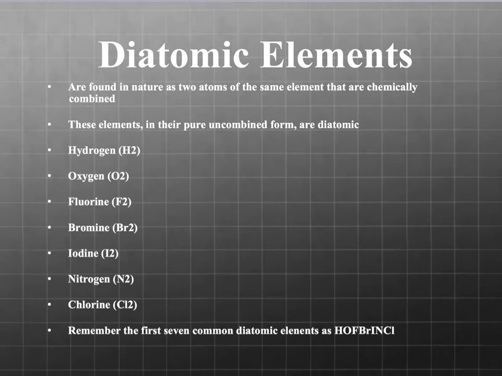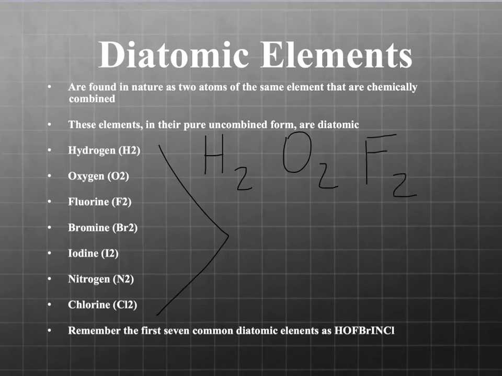Diatomic elements are elements that cannot float around all by themselves. They cannot exist by themselves. They like to have a partner. They like to be paired up. So these are all of the diatomic elements, and these are just floating around in pairs. So we've got hydrogen, H with a subscript 2, oxygen with a subscript 2, fluorine with a subscript 2, and so on. So those should all be subscripts. So anyways, they exist as pairs.